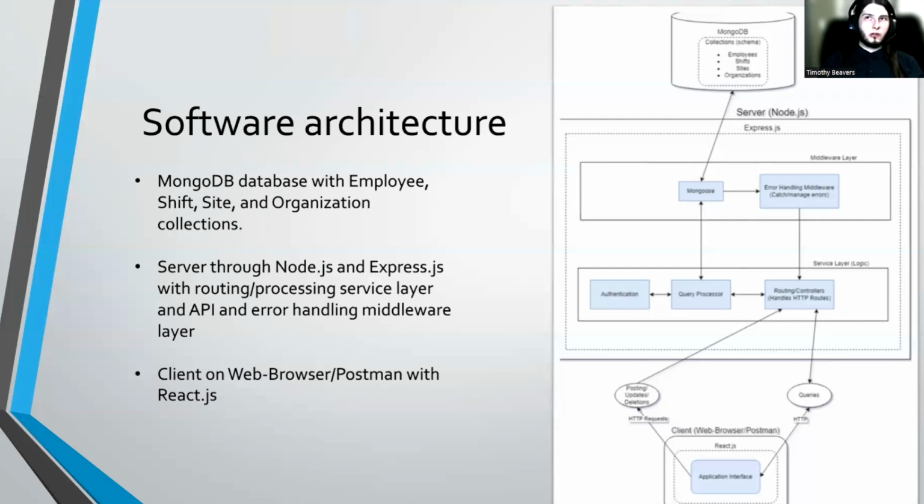For the software architecture diagram, we have our MongoDB database with the employee, shift, site, and organization collections, which is going to go into our server on Node.js and Express.js. The Mongoose API is going to take everything in the middleware layer along with error handling, while the service layer is going to handle authentication, query processing, and routing through the post, update, and deletes and queries from the client through React.js.